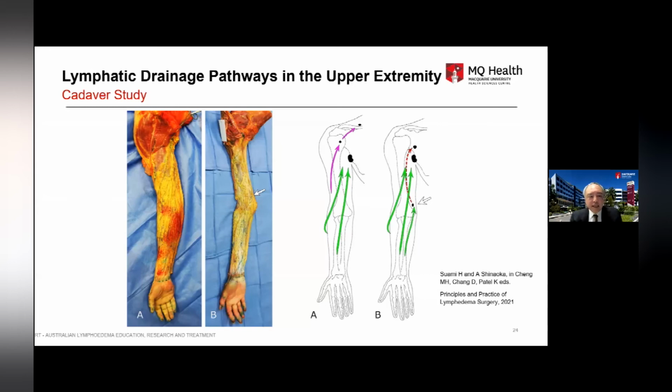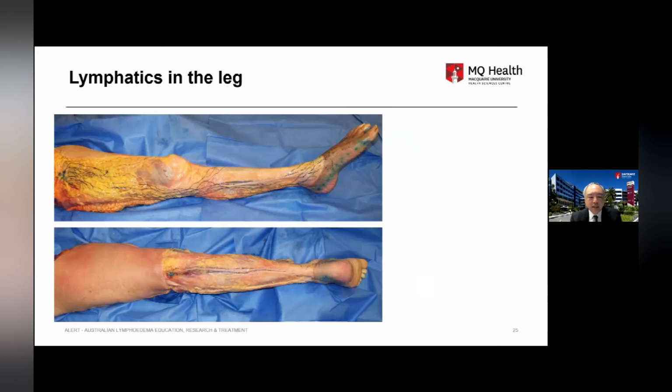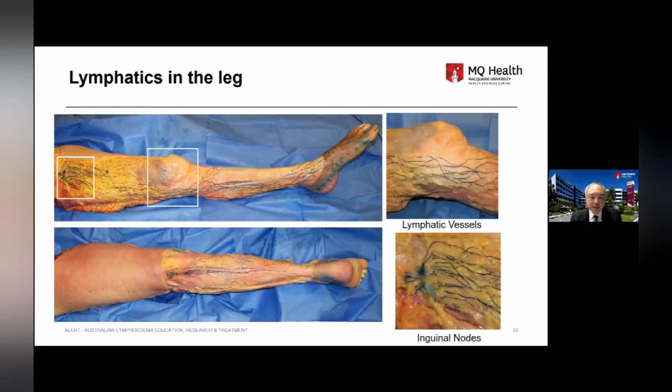So here is a case of the leg. Similar to the arm, we can see the course of the lymphatic vessel in the leg. And here is a magnified picture showing the lymphatic vessel. Most of the lymphatic vessels run on the inside of the knee. And here is the magnified picture in the inguinal lymph node region.